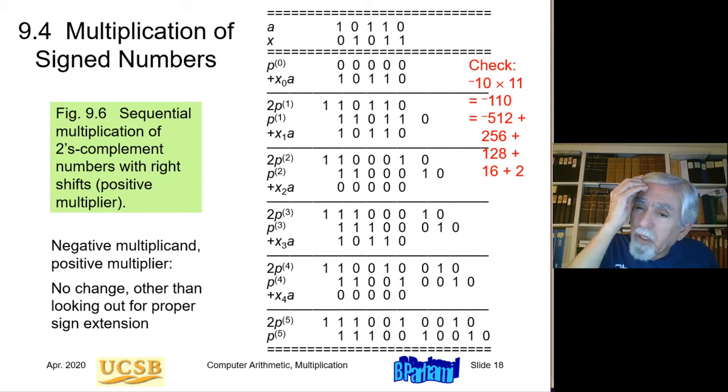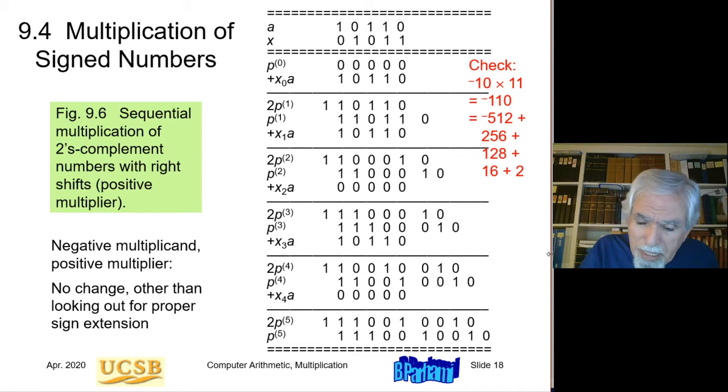Okay, so when the multiplier is positive, we don't need any change in the algorithm except to watch for these sign extensions in the intermediate steps. In other words, you don't have to write it there. Just be mindful that when you right shift something that is negative, insert the sign bit in this vacated position. So this 1 moves here, and the place vacated by that sign bit is filled with a sign bit.